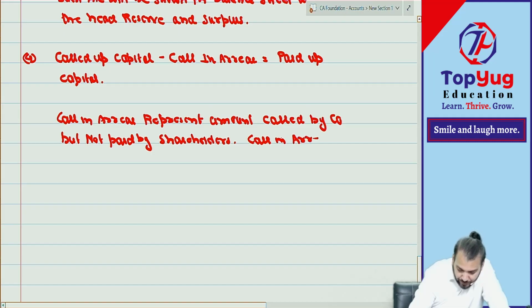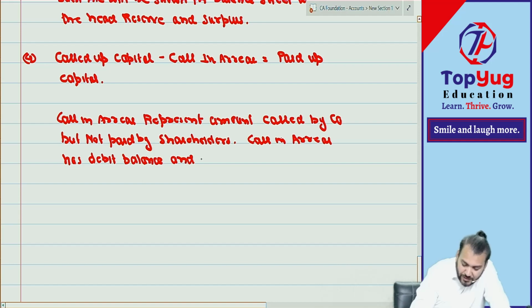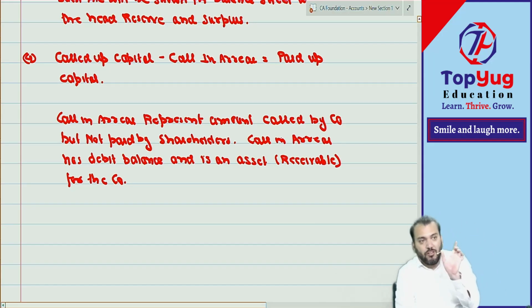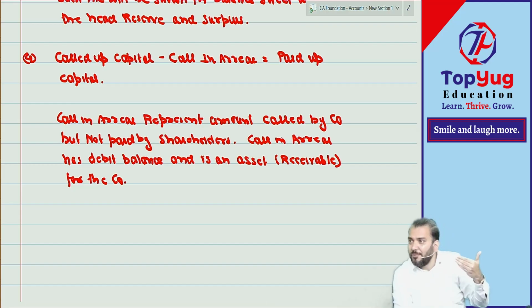Call in arrear has debit balance and is an asset (receivable) for the company. Correct? Is an asset for the company. So call in arrear is an asset for the company. It is amount receivable from shareholders. Correct.